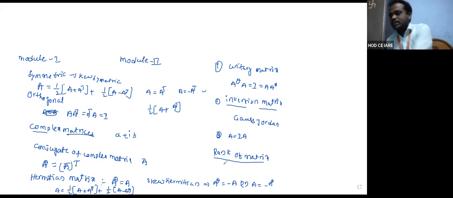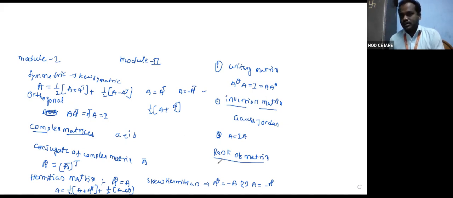Here the row and column operations are what we mostly use in this module. The elementary operations are addition or subtraction of the rows. The first one is interchanging the rows or columns, meaning the first row is placed as the second row and the second row as the first row, like interchanging the rows.